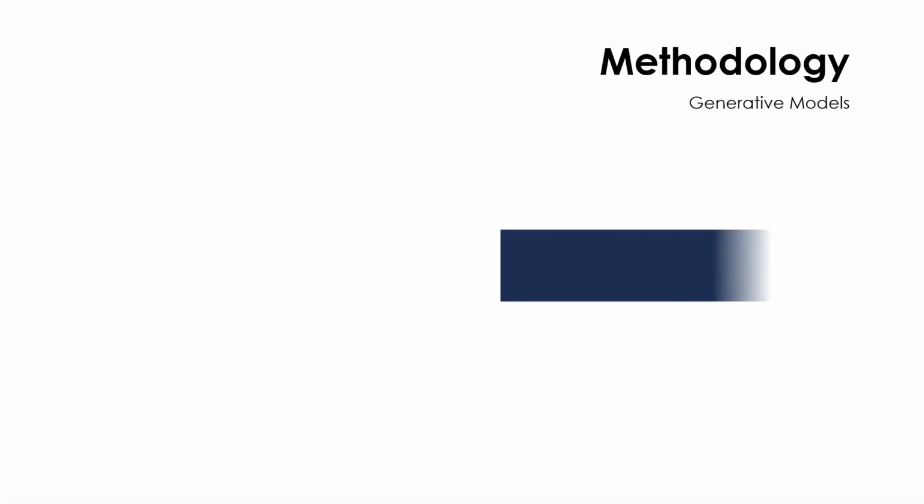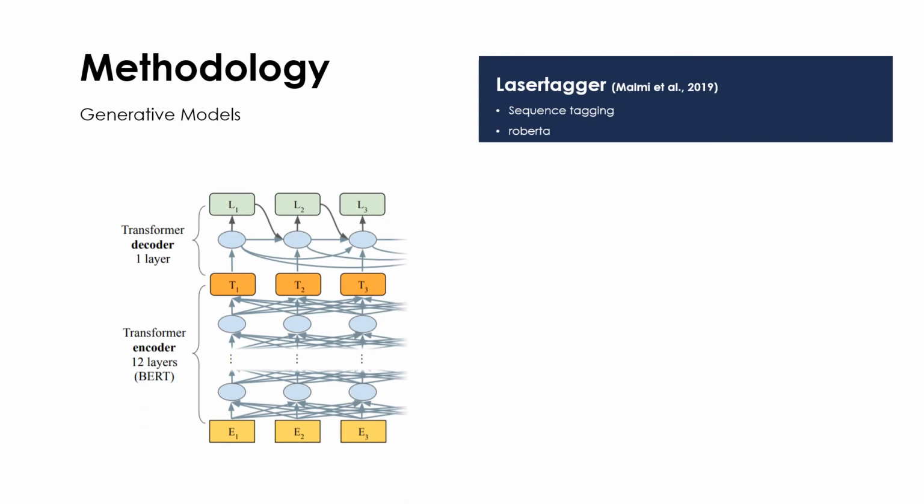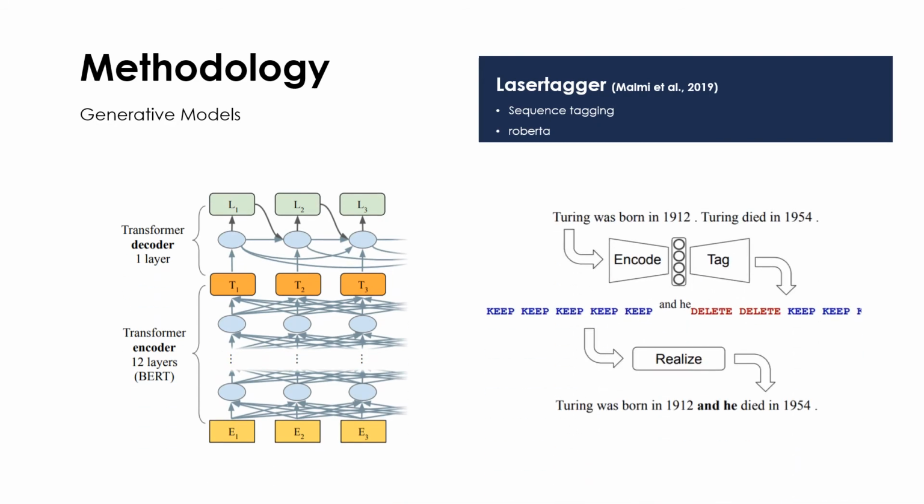And we come to the generative models. The first one we use is convolutional sequence-to-sequence with decoder and encoder. And the second one is called the LaserTagger model. Since in this competition our original sentences are similar to the output, this model uses a transformer model to keep the original words and give all of the words a tag. Therefore, we think this method is suitable for our task, and also we could get better performance.